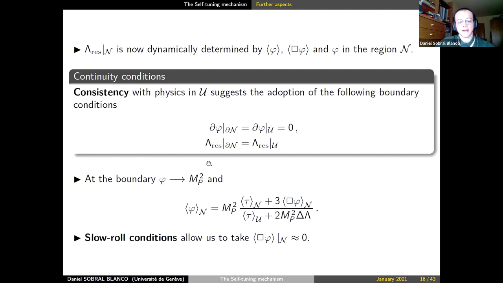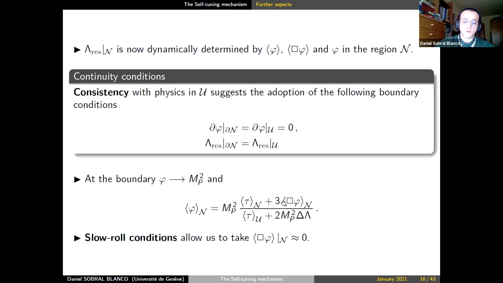So when we take the limit where the field goes to the Planck mass squared, what we obtain is a constraint on the average of the field on the region N, which takes this form here. It depends on the matter content on both regions, depends on the boundary contribution in the region U, and also depends on the dynamics of the field inside the region N.